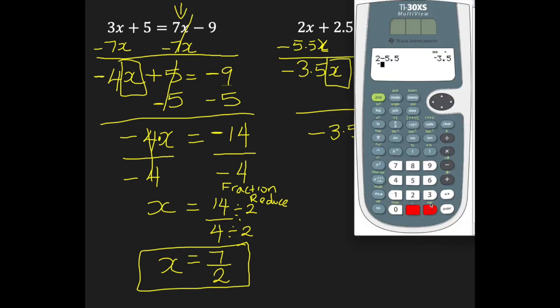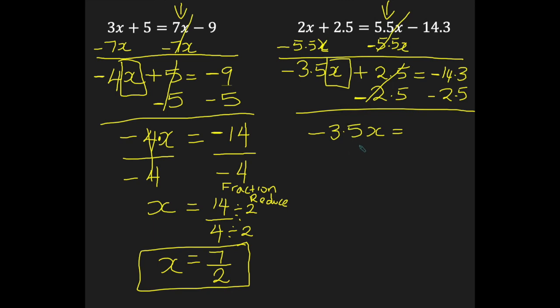So I have negative 14.3 take away 2.5, and I get negative 16.8. So that's a negative 16.8. And you could have done this part by hand because it's already lined up for you. I don't even know why I used the calculator. And then here, your last step, you would divide both sides by negative 3.5.